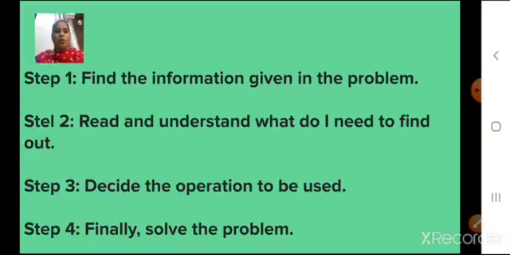Finally, we have to solve the problem. For writing it down, first we have to write the statements that are given to us. Then we have to solve, like doing subtraction, and finally we have to write the answer. These three things we have to remember. Children, now let us see an example.